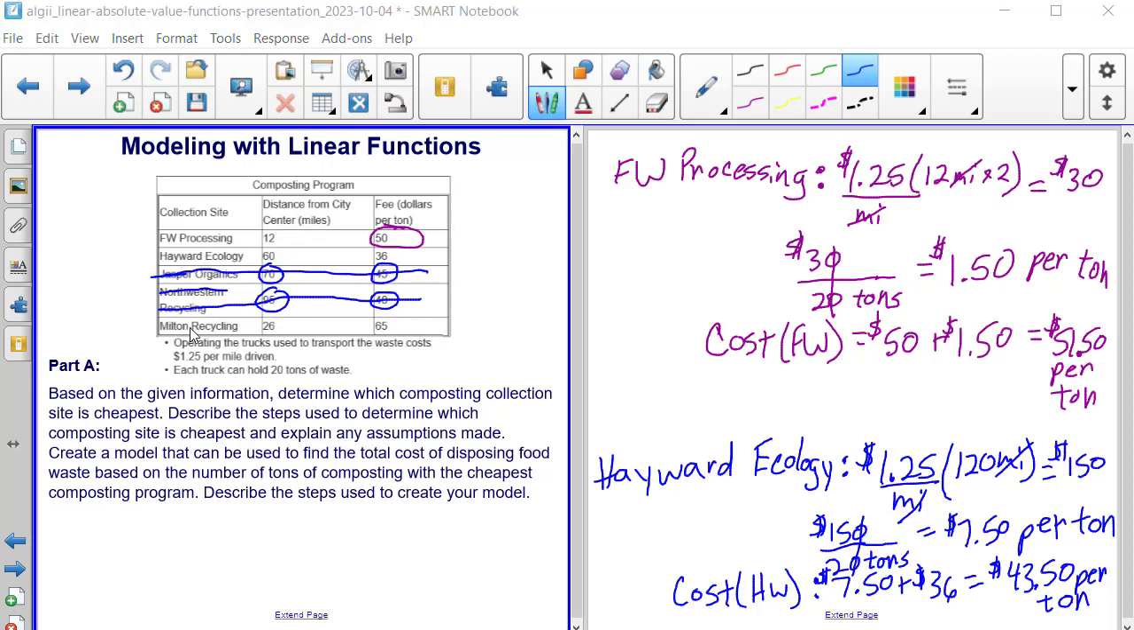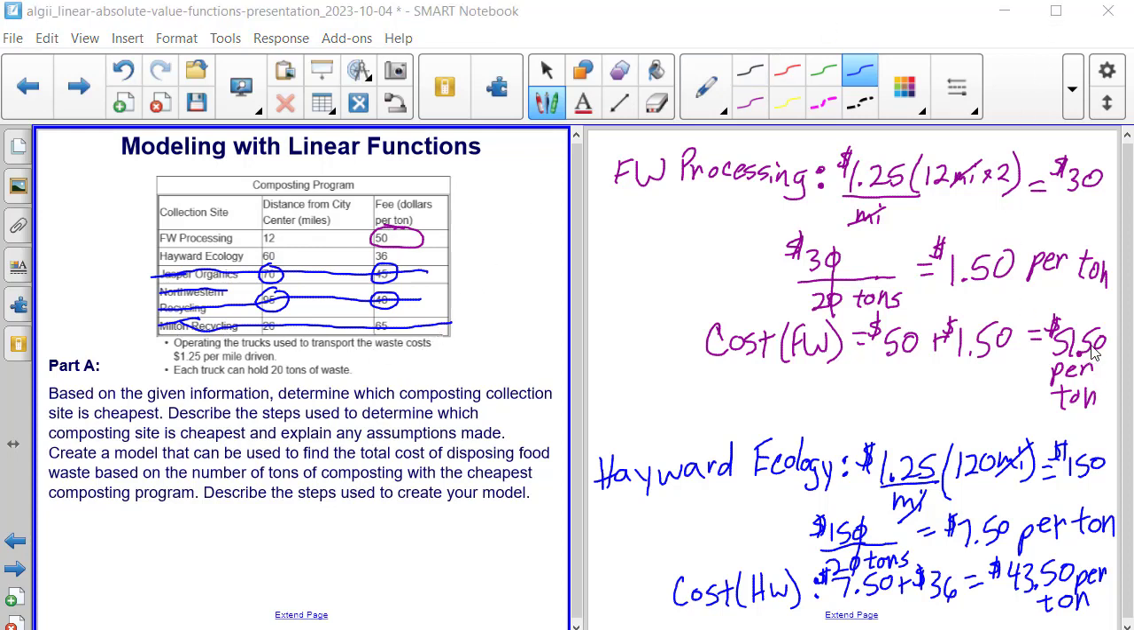Now let's look at Milton Recycling. If we compare the distance from the city of 26 miles to FW Processing, it is more. It's less than Hayward Ecology, but the extra fee in dollars per ton is more than FW Processing is. So because both 26 and 65 are greater than 12 and 50 respectively, we can also cross off Milton Recycling, as it will also not be the cheapest company to choose from.